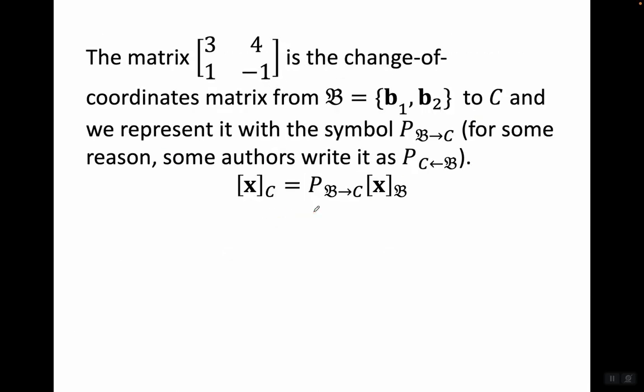The matrix [3 4; 1 -1] is the change of coordinates matrix from 𝔅 equals {b1, b2} to 𝒞, and we represent it with this symbol. For some reason, some authors write it like this, but I think it's kind of awkward. I would just write it like this, P sub 𝔅 to 𝒞. So in other words, the coordinates of x relative to 𝒞 is going to be this matrix, the change of coordinates matrix, times the coordinates of x relative to 𝔅.